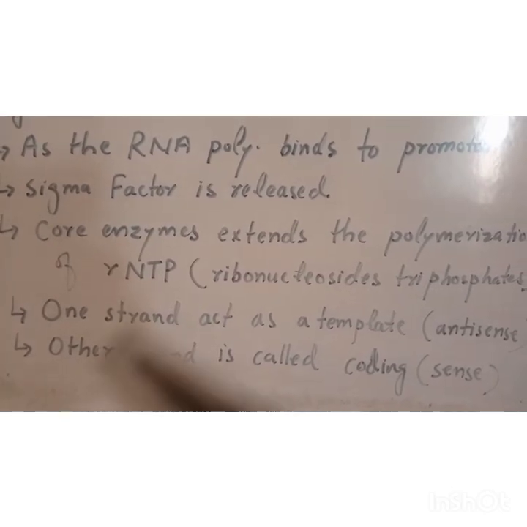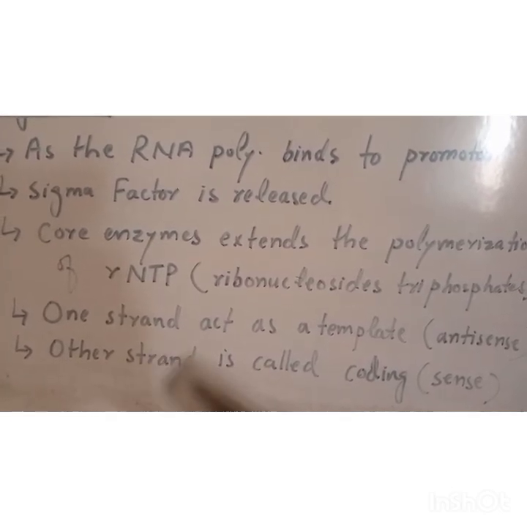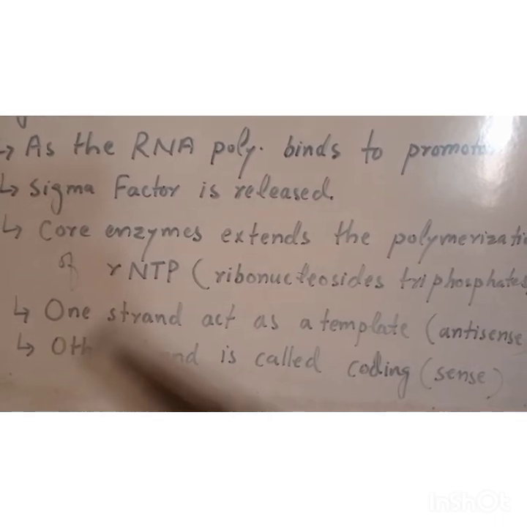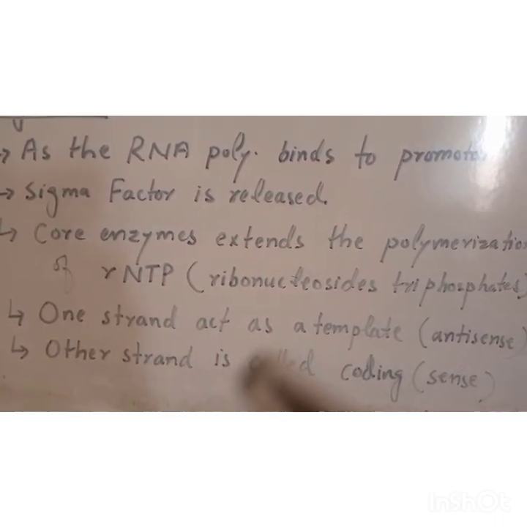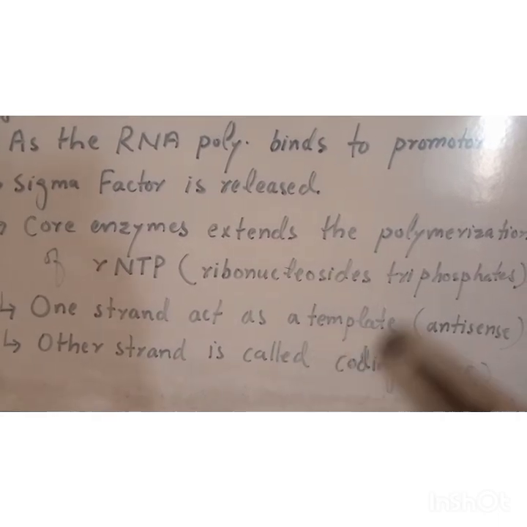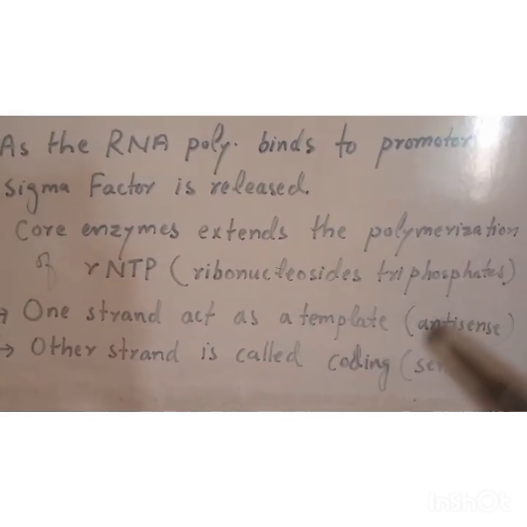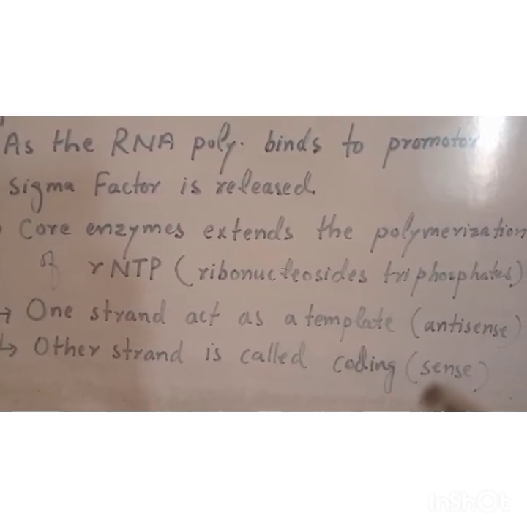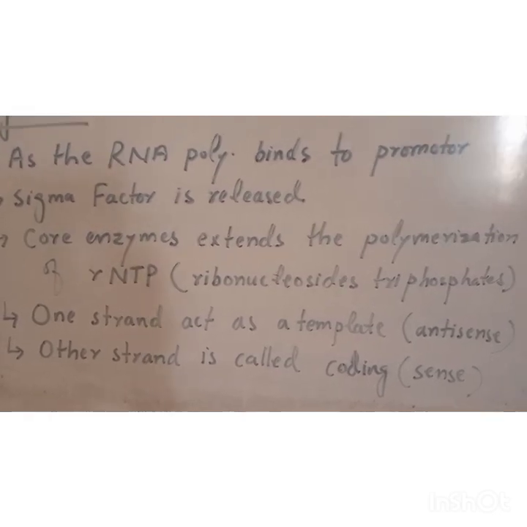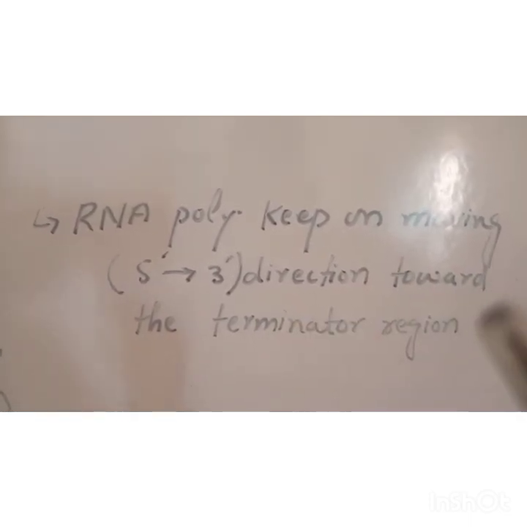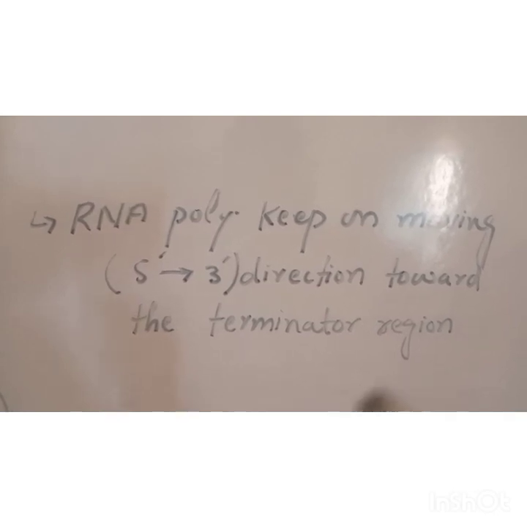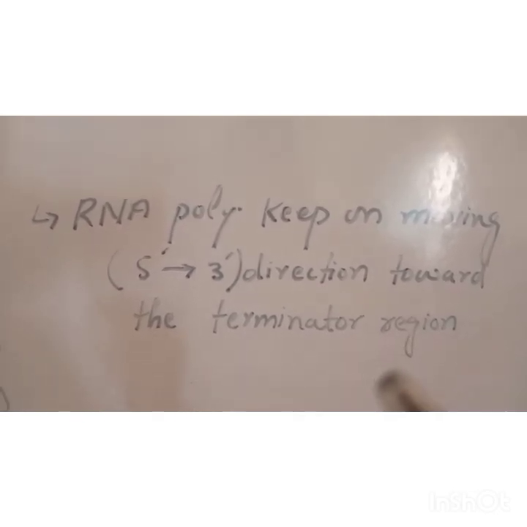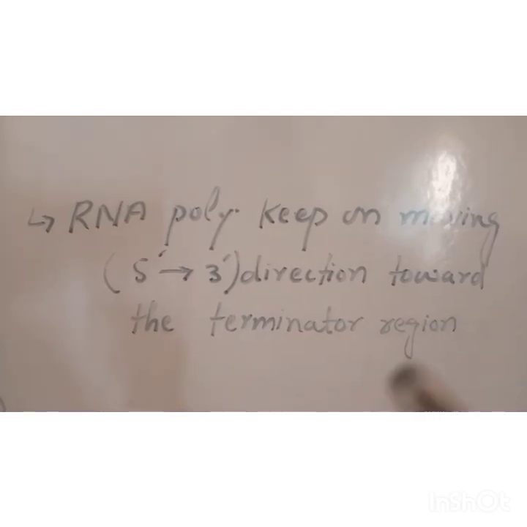Of the two strands of the gene, that is the DNA, the one strand that acts as a template for the polymerization activity is known as the antisense strand, while the other strand is known as the coding strand, which is called the sense strand. During elongation, the RNA polymerase keeps on moving in the 5 to 3 direction toward the terminator region. When it reaches the terminator region, the transcription terminates.